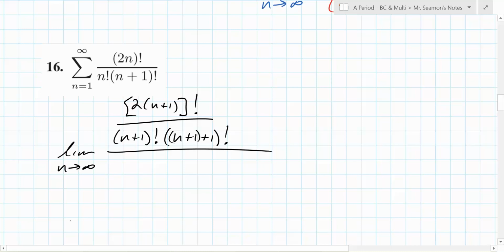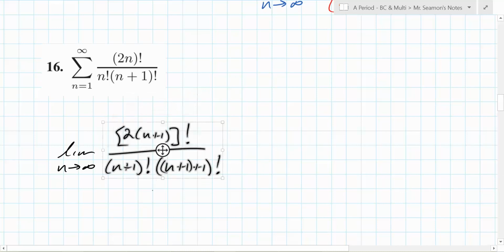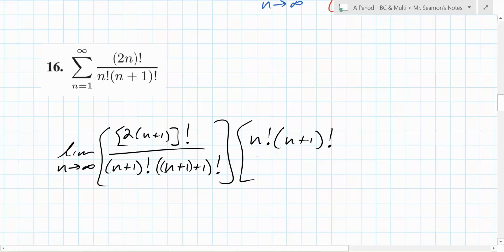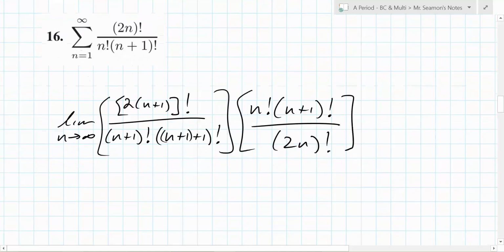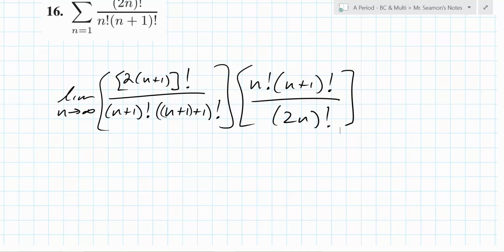Over... Is it okay if I just skip right to multiplying by the reciprocal? Is that okay? Let's just flip it over. What do I end up with? n factorial, (n+1) factorial over (2n) factorial. Now we get the simplification game. Is everybody with me so far? All I've done is flip over the fraction. I just didn't want to write it twice.